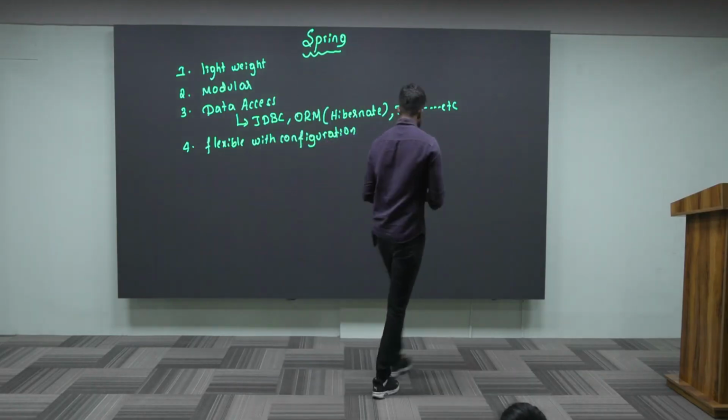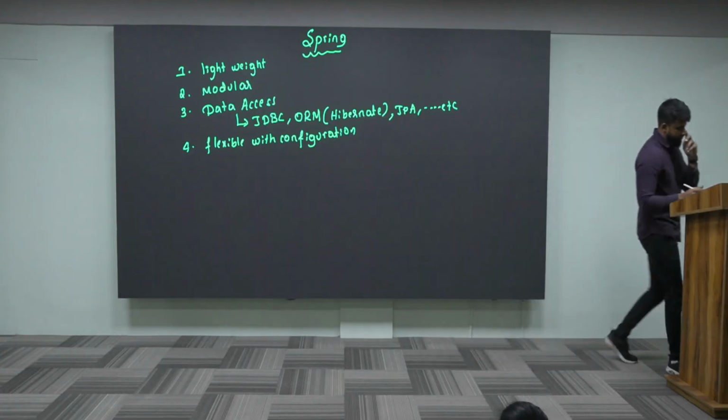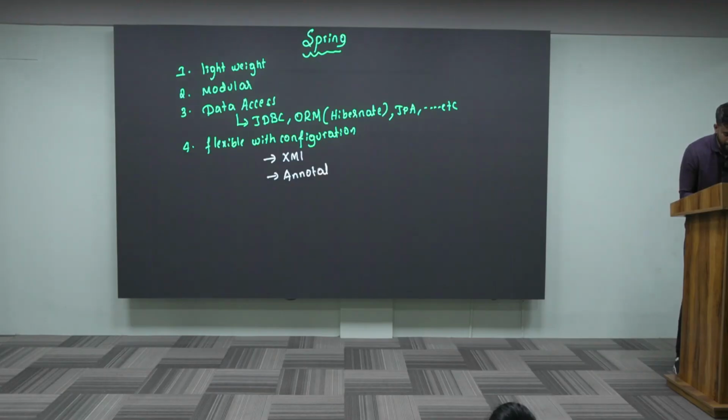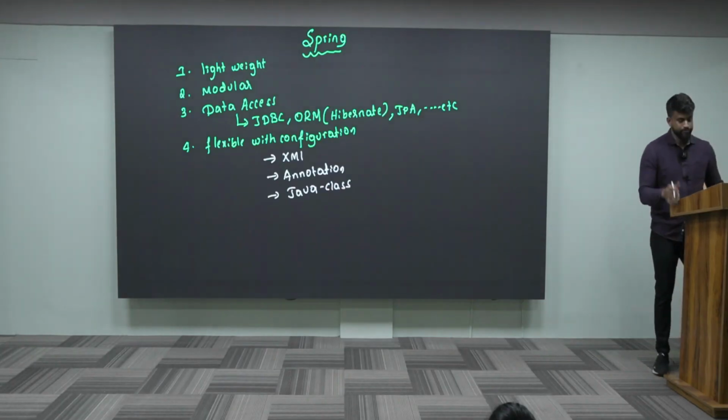In the same way, Spring is also flexible with a lot of configurations. What is that, sir, if you ask me? Number one, XML configuration. Not only that, you can use annotations. Not only that, you can use Java, or simply we can say Java class configuration. What is this? Everything we will see. Awesome.